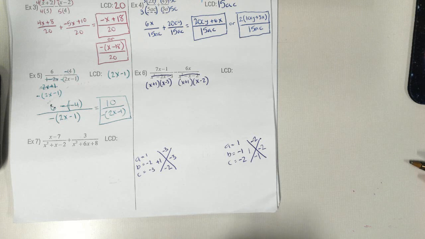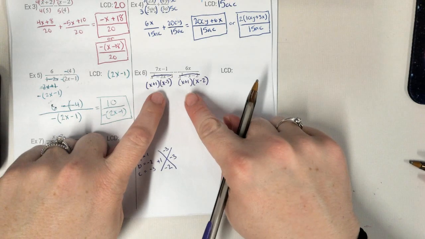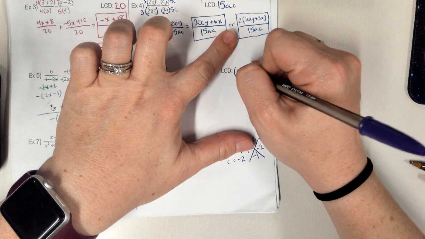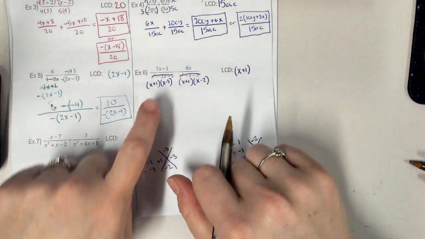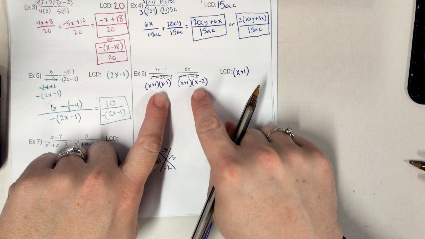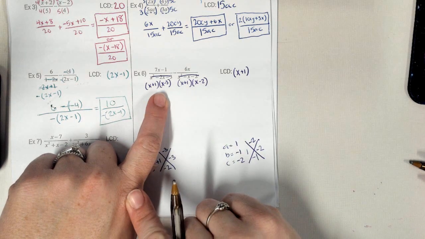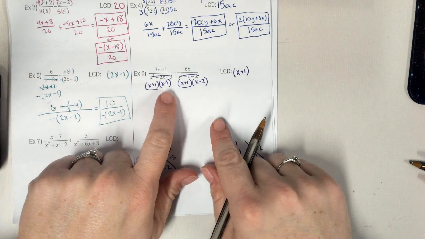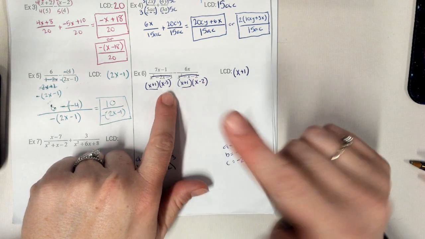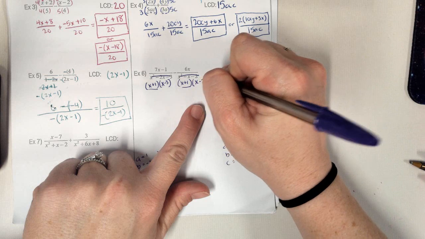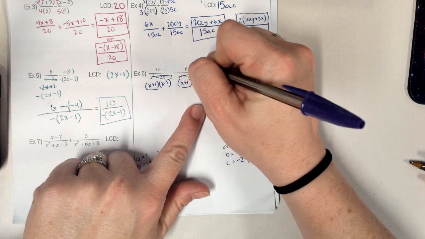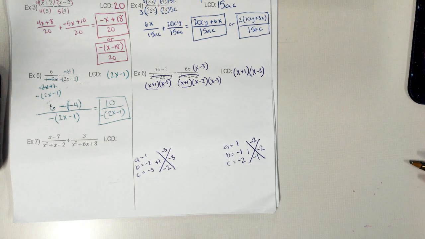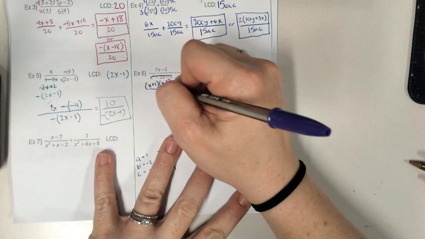So here's my question. What factor do the two denominators have in common? X plus 1. So we know that's going to be part of our LCD. But what does this one have that this one does not have? This one they both have, but this one has an x minus 3 that this one does not have. Therefore, I have to give this one an x minus 3 so they can match. So now they both have an x minus 3.